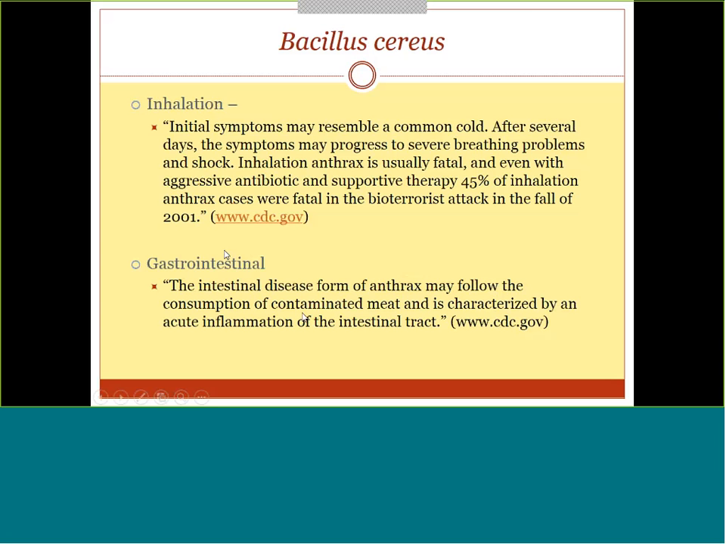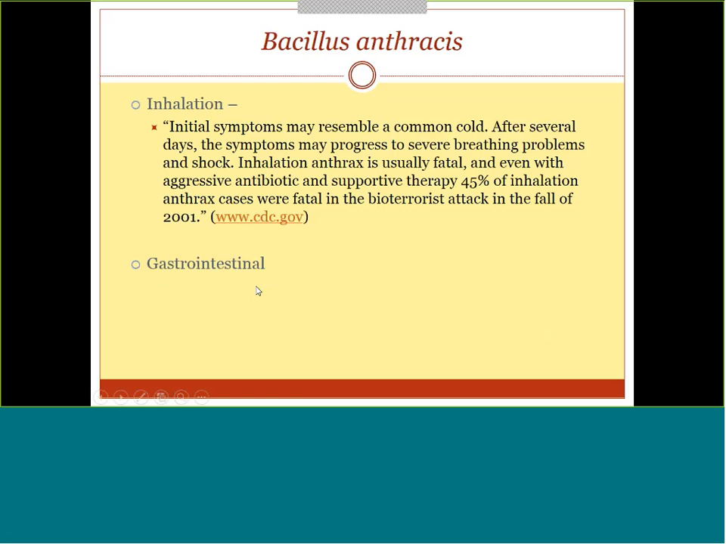And then finally, the third condition that can be seen is the GI, gastrointestinal, and this is where you're consuming contaminated meat, and then it gives you a food poisoning type of case. So those are the 3 different forms of infection for anthrax, or what we can call wool sorters disease.